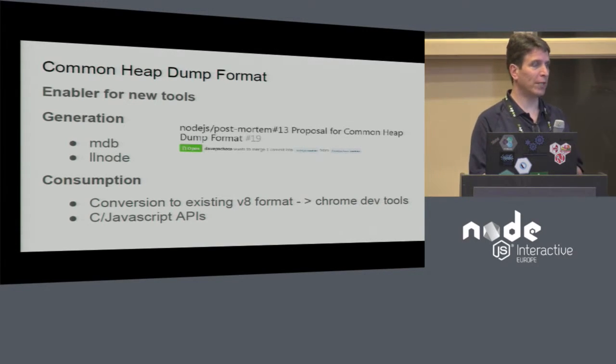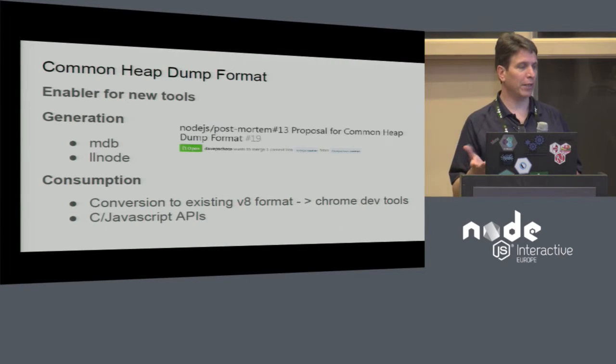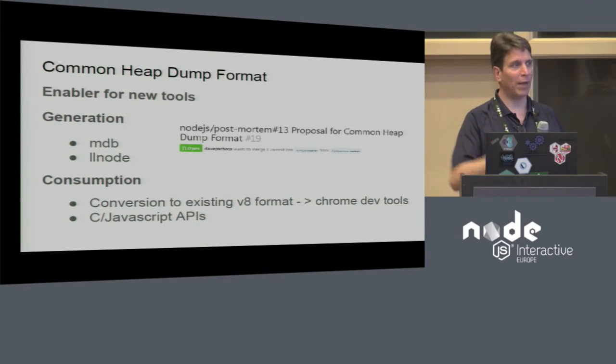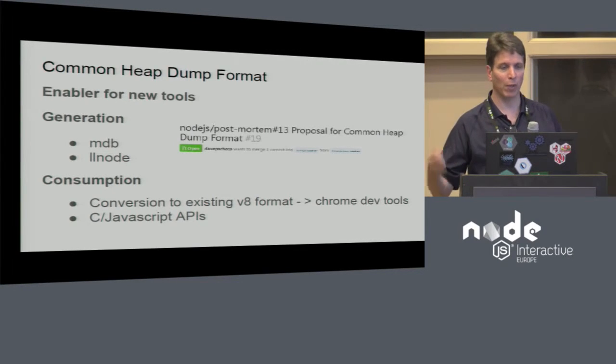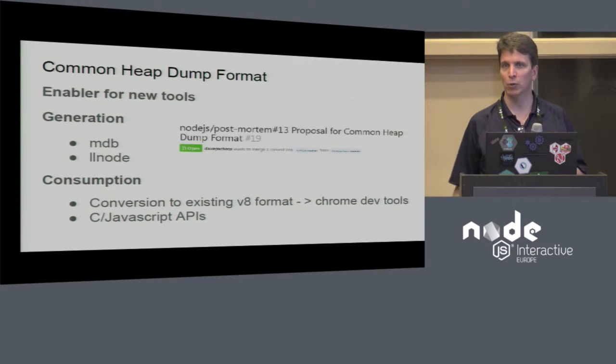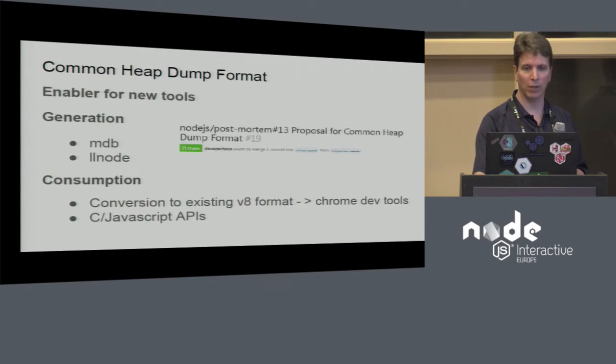In terms of consuming those heap dumps, we're all familiar with the Google tools. So probably something that's going to convert that format into the existing format so that we can still open them up in Chrome Developer Tools is going to be useful. And then also the C and JavaScript tools. So basically whatever new tools people can imagine can read off that core dump as well.